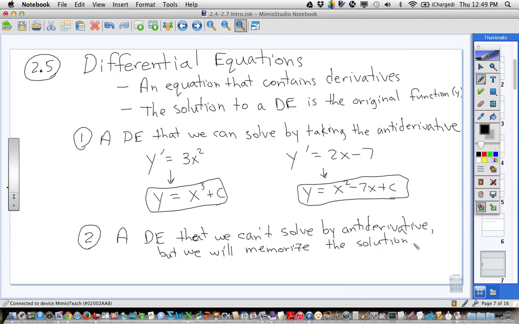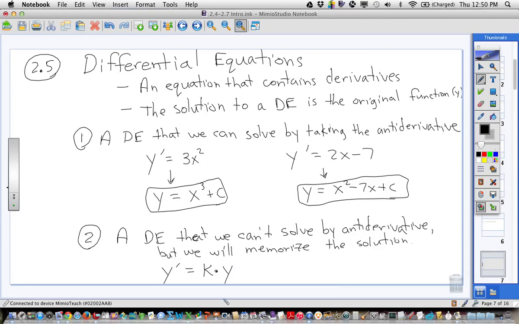Now, there's only going to be two of them, and I'm only going to tell you one now, and the second one will be in a later chapter, like chapter 4. And then by the end of the year, we'll be able to actually solve it. We'll know how to solve it. But for right now, we're just going to do this one right here. y prime equals k, which is just some number, times y.